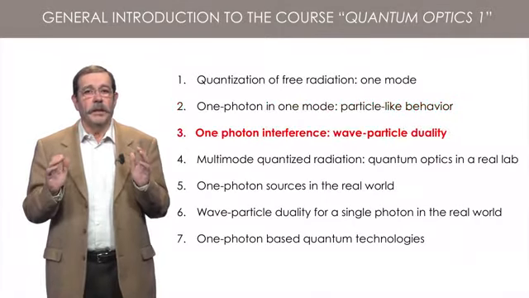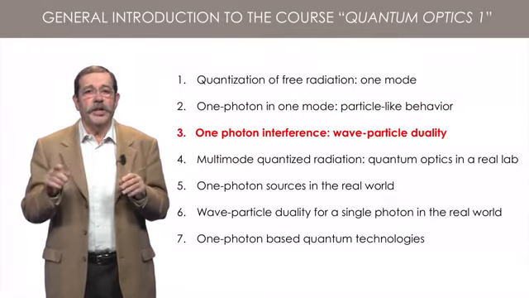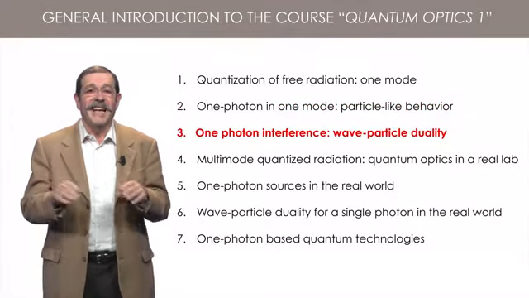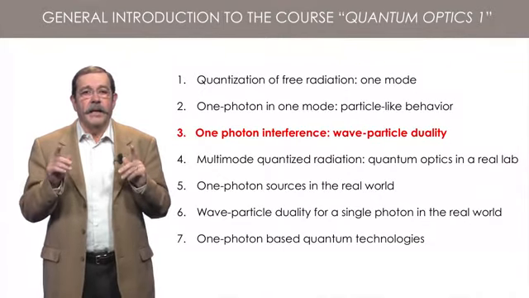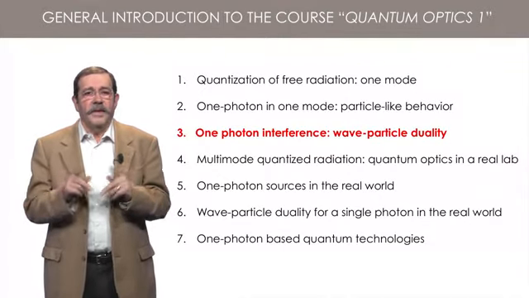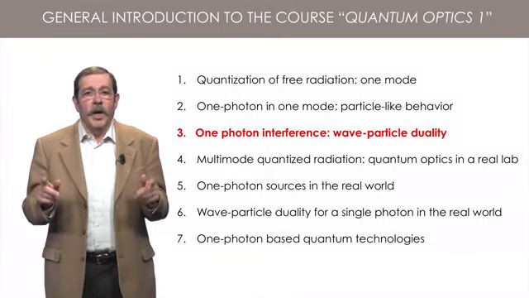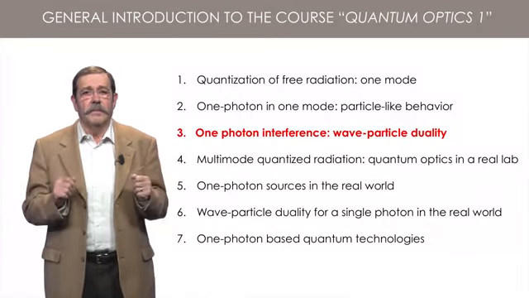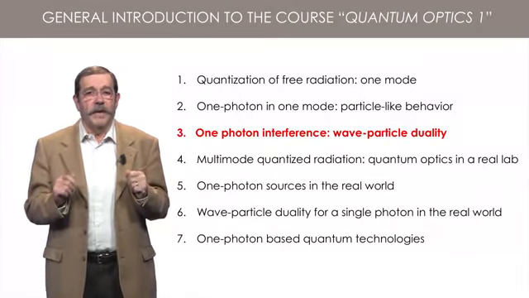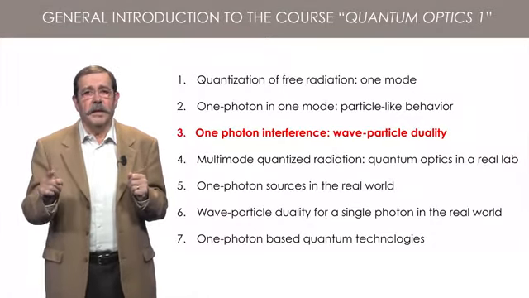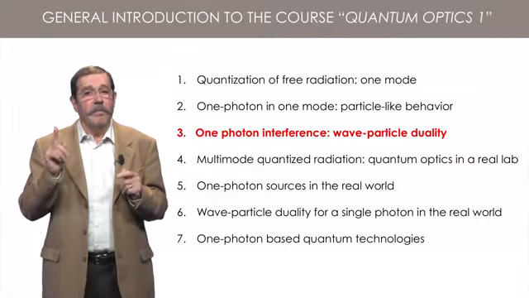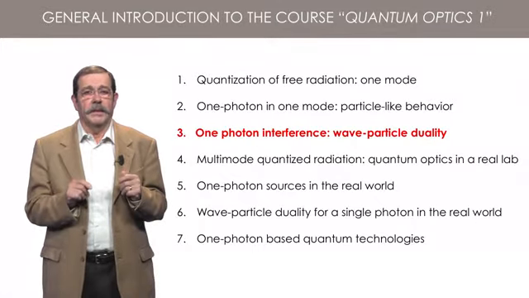In lesson 3, we are going to address a question which has fascinated physicists since the early days of quantum physics. Can a single photon lead to interferences, that is to say, a wave-like behavior? To describe the interferometer, you will need to learn how to describe the effect of a beam splitter on quantized light, another basic tool of quantum optics.